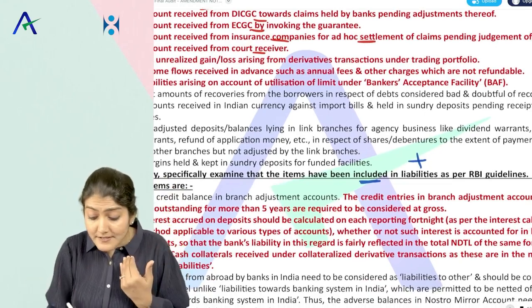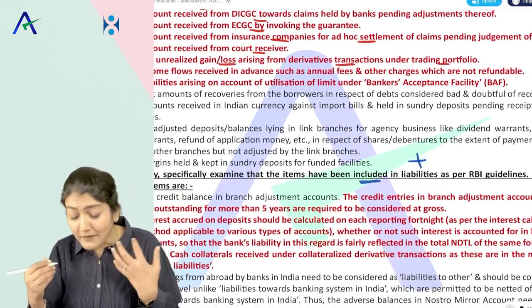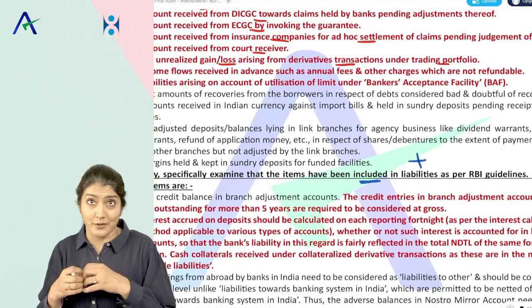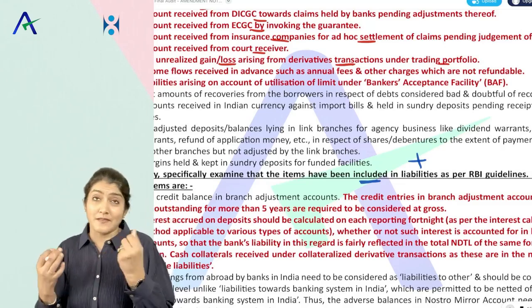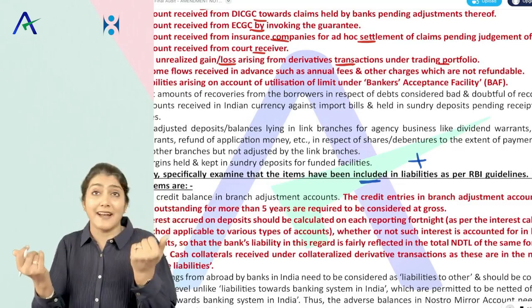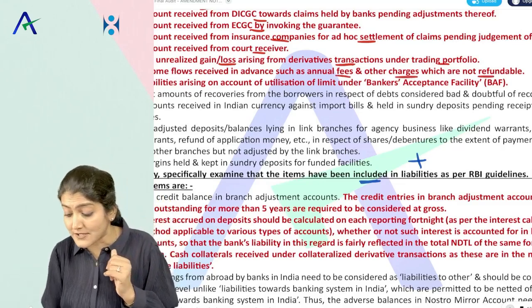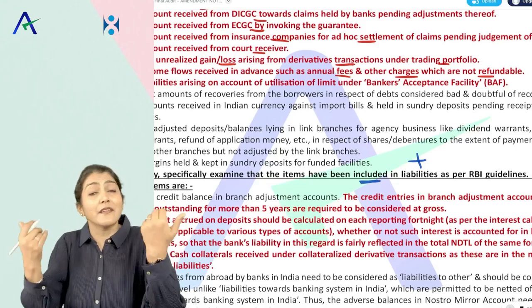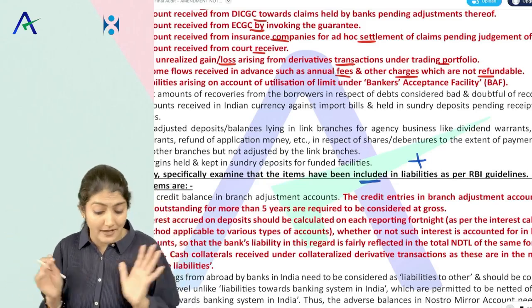Then net unrealized gain or loss arising from derivative transactions under the trading portfolio. Right, so again, it is the net unrealized gain or loss. It is to be excluded. Income received in advance, such as annual fee and other charges which are non-refundable: again, what does it say? Excluded. It is not a liability.